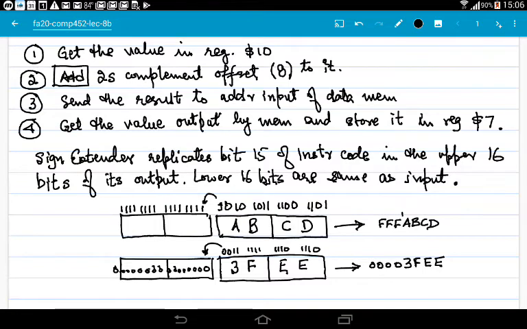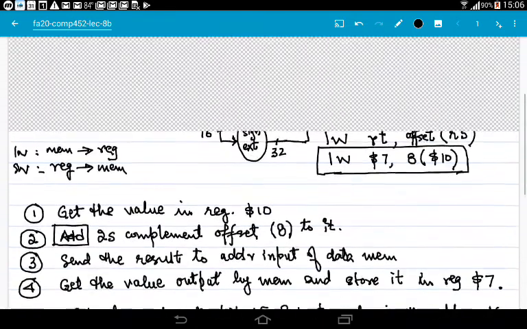So this was the offset. After sign extension, it became FFFFABCD. Why? Because A is 1010, so this makes the MSB 1. So the MSB is replicated in the upper 16 bits. Now in this case, this was the offset, and 3 is 0011, so the MSB is 0, so 0 is replicated in the upper 16 bits. So this is what this sign extender does.